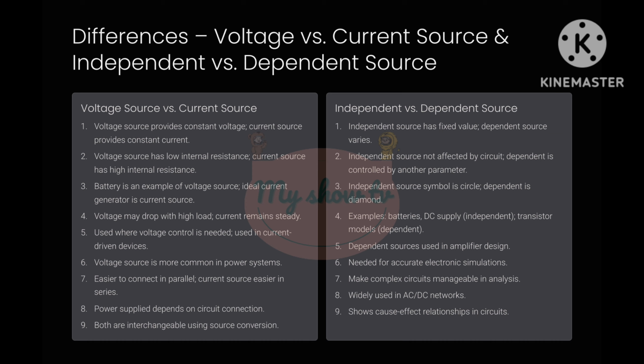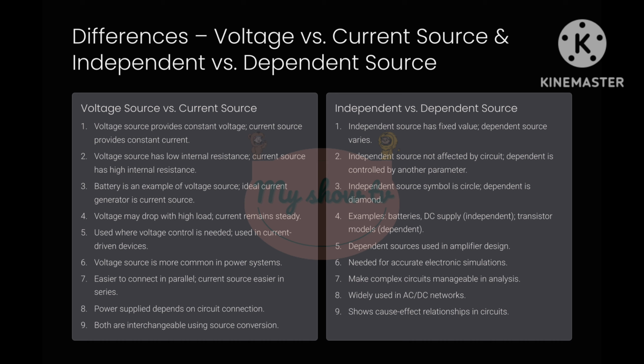4. Voltage may drop with high load, current remains steady. 5. Used where voltage control is needed, used in current-driven devices. 6. Voltage source is more common in power systems. 7. Easier to connect in parallel, current source easier in series. 8. Power supplied depends on circuit connection. 9. Both are interchangeable using source conversion.